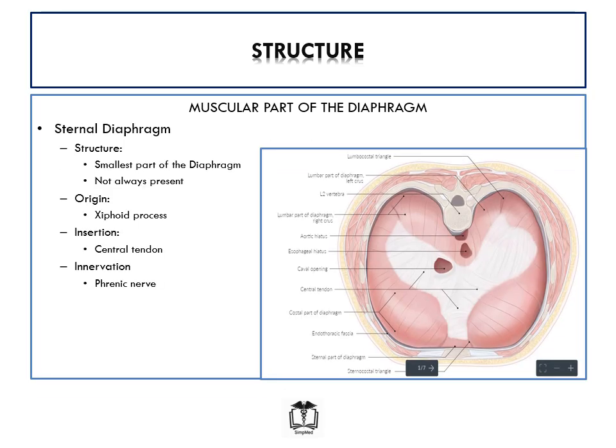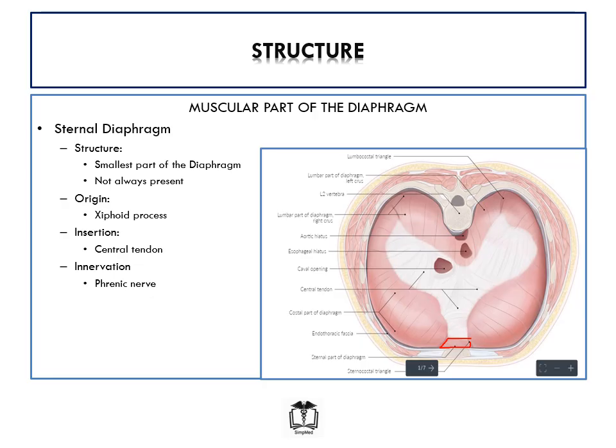So the sternal part of the diaphragm is the smallest part of the diaphragm. It is not always present. This is the external part. You can see how tiny it is. Not always present in all individuals, and it begins from the xiphoid process.